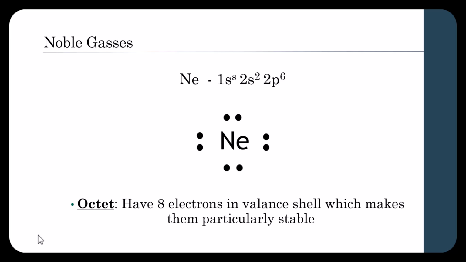Now, as always, there are exceptions to the rule. So there is one exception that I need to tell you guys about. If you look at your periodic table, you'll see that helium is added to the very top of the noble gases. Helium does not have 8 valence electrons. How many electrons does helium have total?